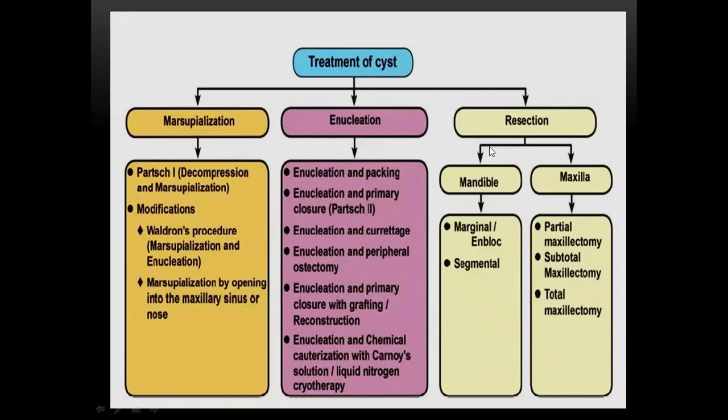Enucleation is nothing but the shelling out of the entire cystic lesion without rupture. It means that we have to remove the entire cyst along with its epithelial lining. Enucleation is most commonly indicated when the size of the cyst is less than 2 centimeter. And a recurrent cyst of any type can be enucleated.